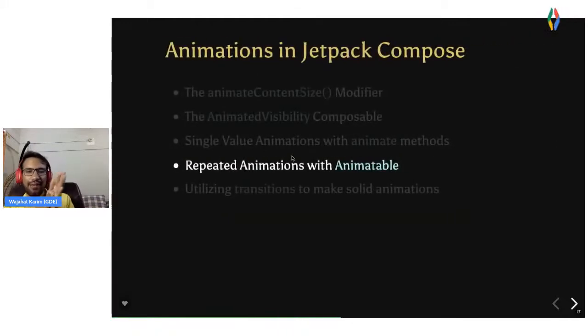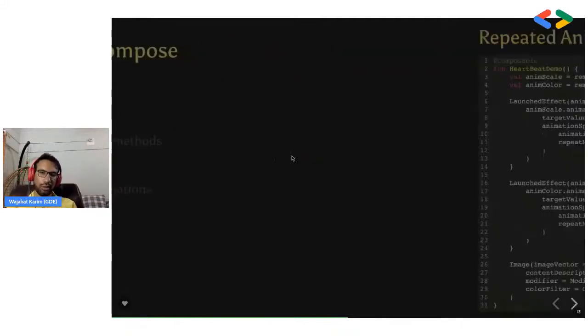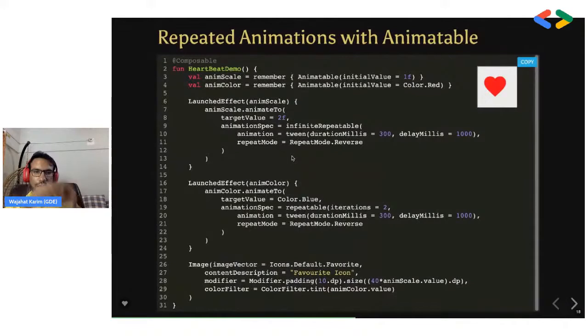Now we have Animatable. As I told you, this was about fire and forget. If I want to animate something, repeat it over and over again, and modify some behavior, let's see how we can do that. So we have this heartbeat. It's a very simple example of how you can actually animate.